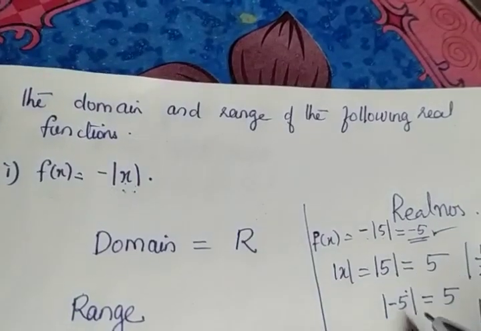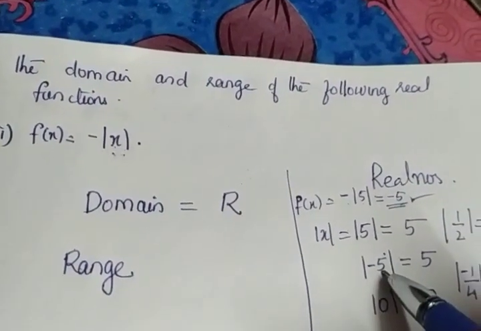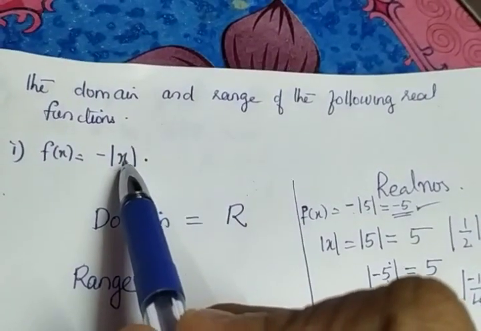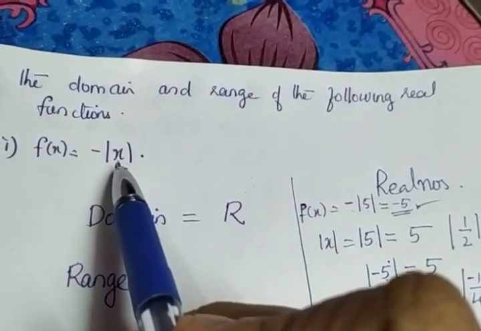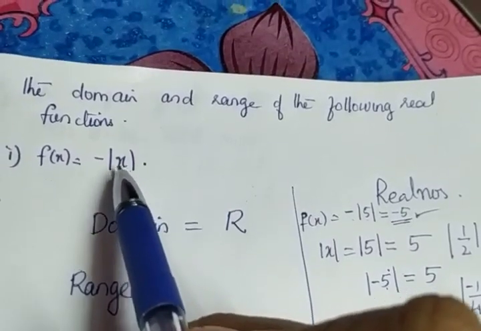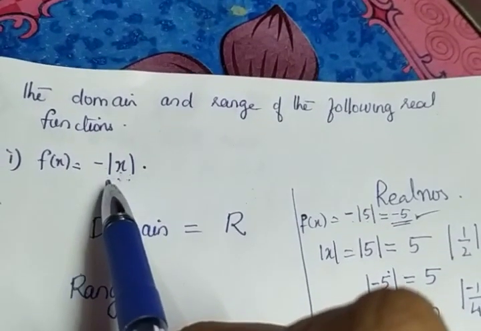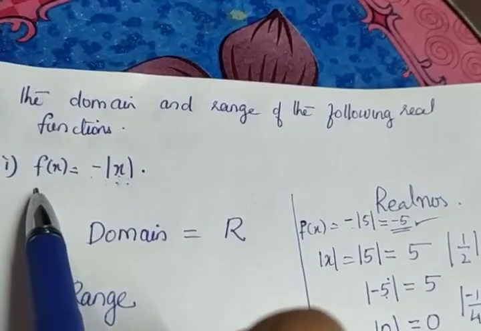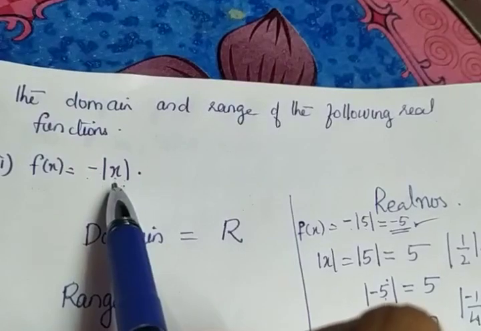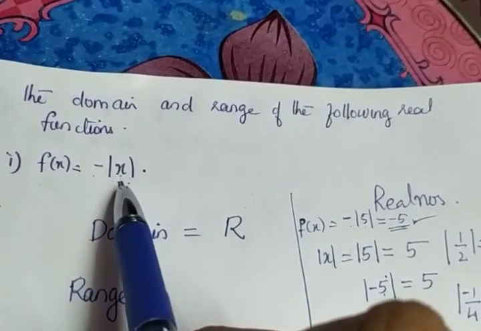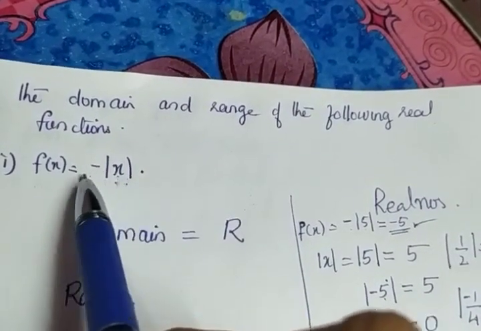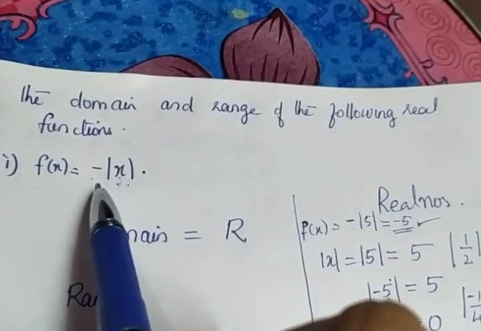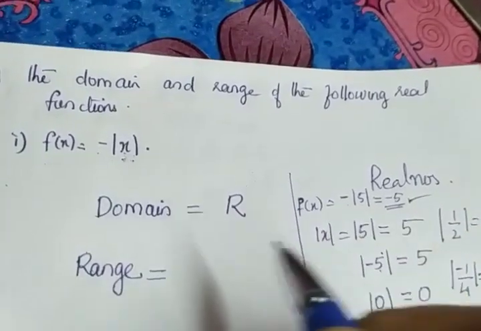When we take x as minus 5, then also we are getting f of x equal to minus 5, which is a negative number. Whichever value x takes, either positive or negative or 0 or fraction, modulus of x will be a positive number, but negative of that number will become a negative number. That means f of x will always be a negative number. Okay, 0 can also be there. Modulus of 0 is 0, and minus 0 is actually 0 itself. So 0 and negative numbers are there. So the range we will restrict to negative numbers.